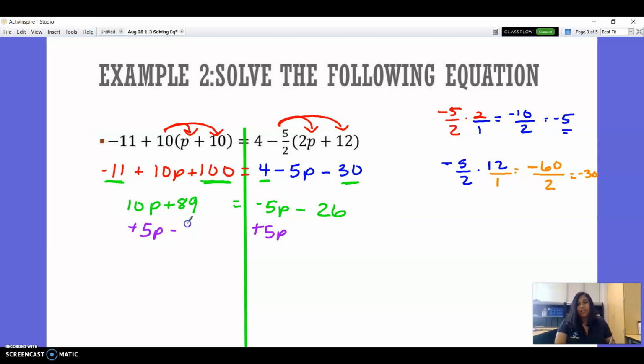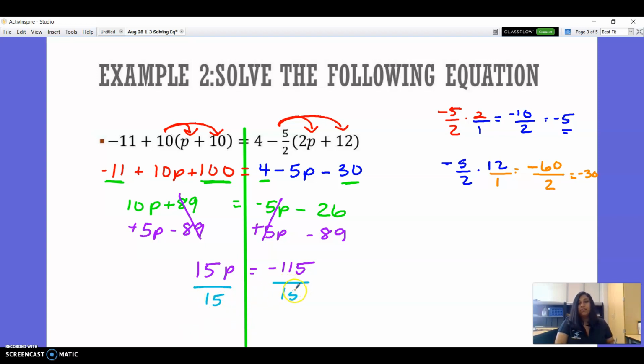So get rid of the 5p here, get rid of the 89 here. We'll have 15p is equal to negative 115. And then go ahead and divide by 15.